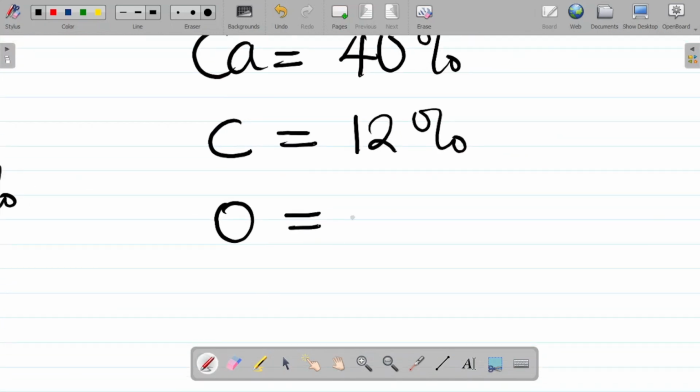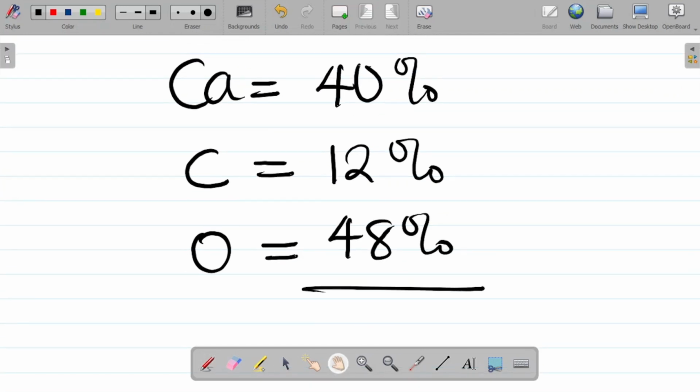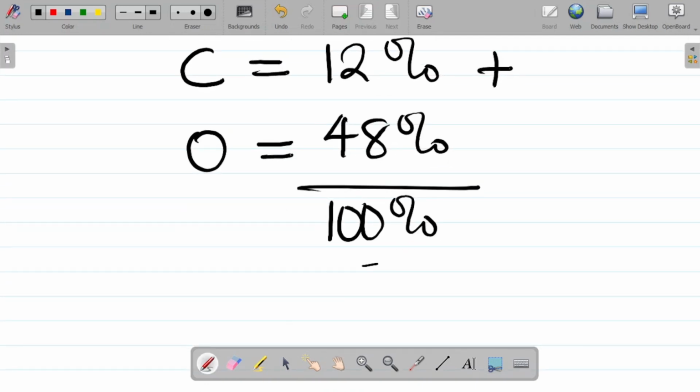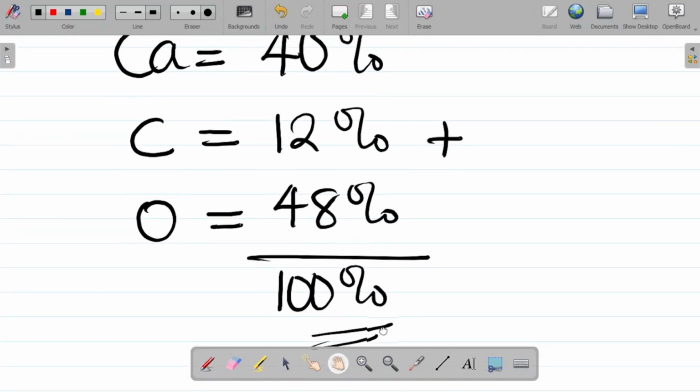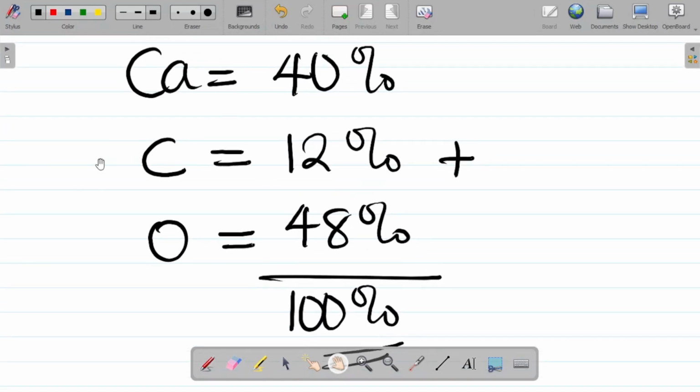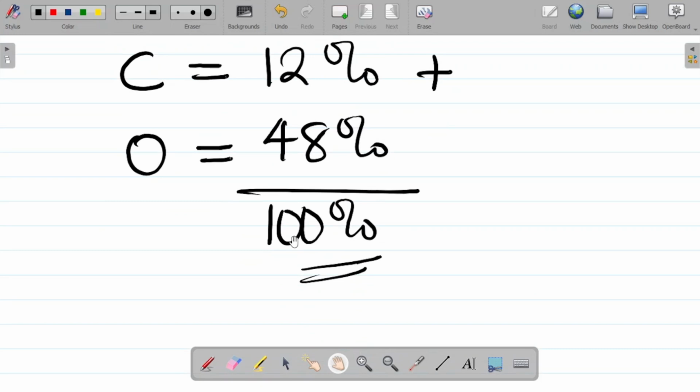So if you combine all of this, add them up, 40 plus 12 plus 48, it gives you about 100%. So this is exactly how you know your answer is correct. If you sum up the percentage by mass composition of the individual elements, you should have 100%. So this is how this is done.